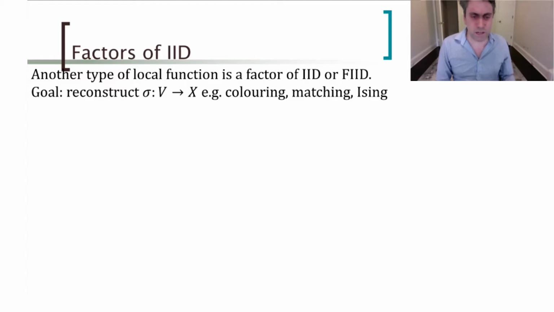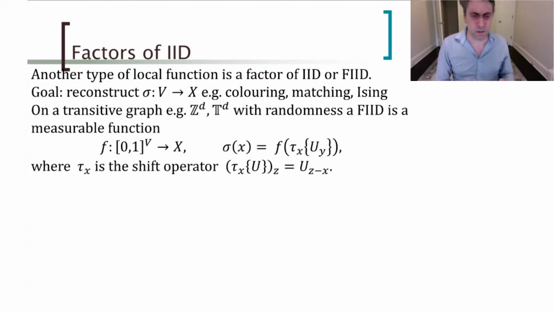And it will be a factor of IID if you just have some measurable function f that's a function of all of the randomness, and that gives you the value of sigma at the origin. And then if you want the value of sigma at any other point, you just shift your center of focus to that point, or alternatively take a shift of all of the random variables so that you move the center from x to the origin. And so you apply the same function but shifted, and that's your reconstruction of sigma.